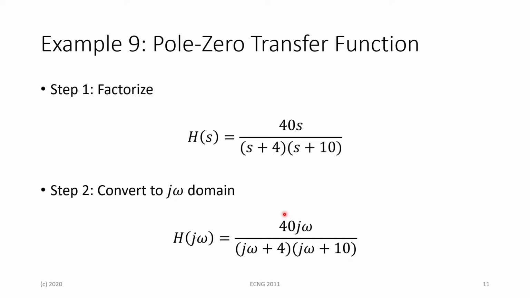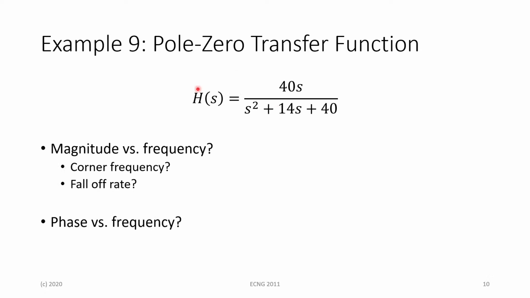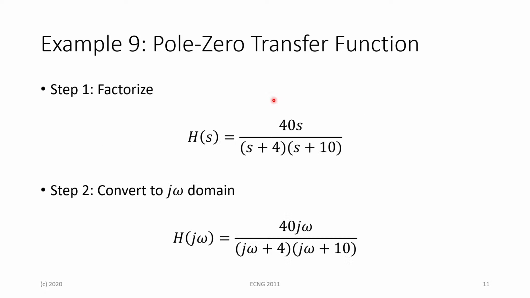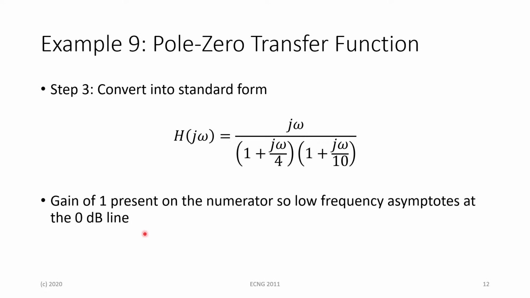So our first step for our H of s system here is to factorize it. Our second step is you can either convert it to the j omega domain, or you can put it in standard form immediately by dividing throughout by each one of those pole values here in the brackets. For our example here, we convert it to the j omega domain first. The third step is where we convert it into standard form following that second step.